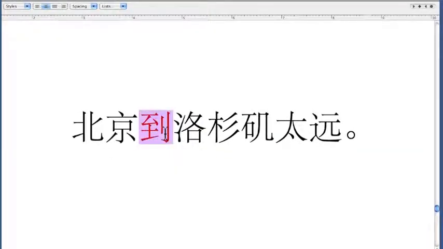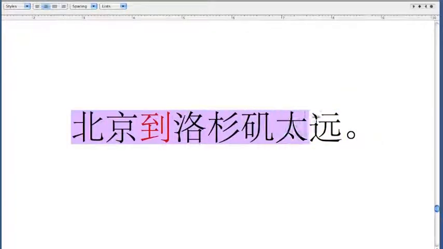Okay, we're using it the same way here, meaning to. 北京到洛杉矶太远. Beijing to Los Angeles is too far. Beijing to Los Angeles is too far. 北京到洛杉矶太远. Beijing to LA is too far.